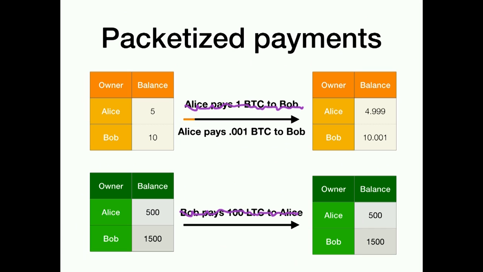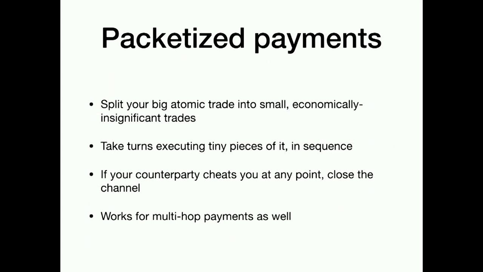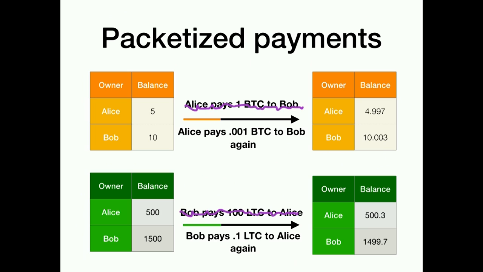So what we do is we just do it over and over again. You just make these really tiny, economically insignificant payments. And by doing them all in sequence, going one bit at a time, you eventually make the full payment that you were trying to make, but at no point were you exposed to higher counterparty risk than you were comfortable with. So that's the protocol, that's the basic idea.